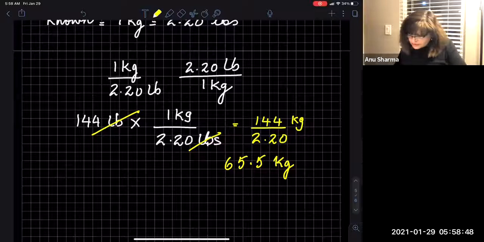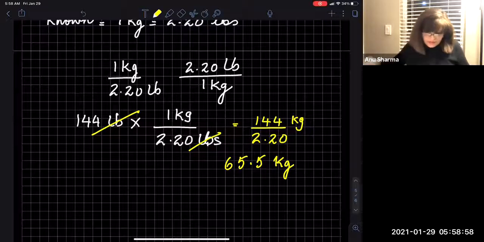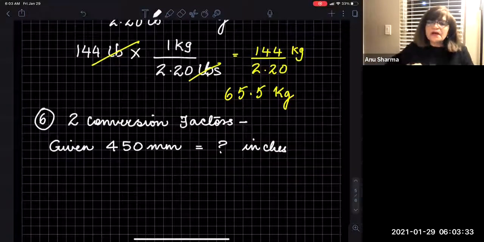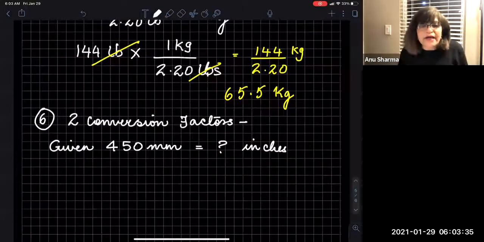All right, let's look at where two conversion factors are used. So the two conversion factors that can be used is, to get an example of that one. So give me 1 minute here. All right, now let's look at an example of two conversion factors.